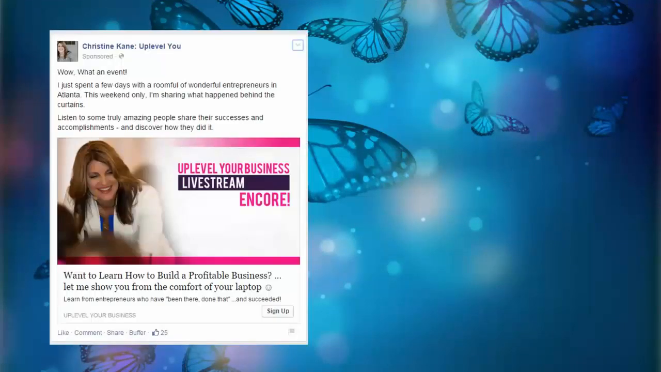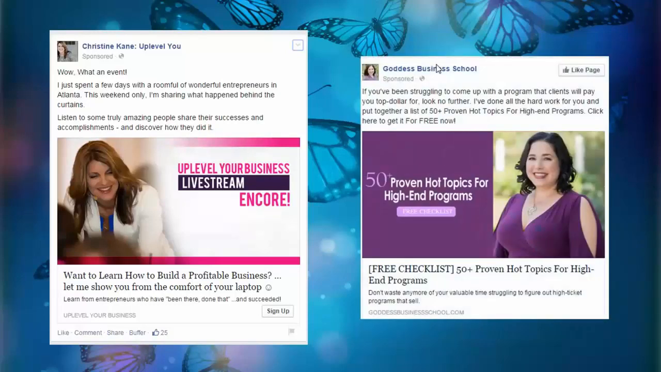So you can see here it's a color, up-level your business, with bright pink, purple, and the face of Christina Kane. The same goes with this ad: you can see there is a dress, and a background color matching the dress, so it stands out. So if you have an opportunity to use your photo, please do.